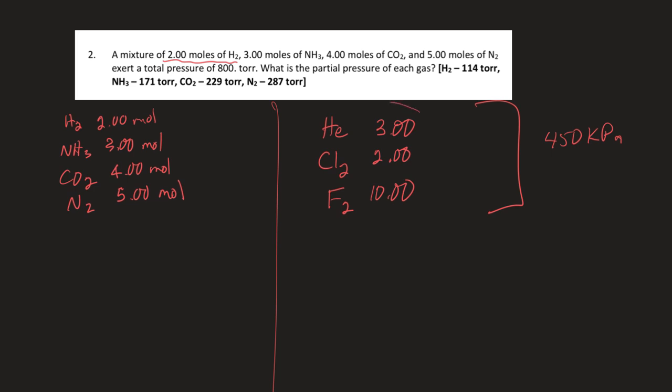When you look at them, here's helium and chlorine and fluorine. They each contribute to this 450, and they contribute in proportion to each other. So out of the total, helium contributes 3. Out of the total, chlorine contributes 2. And out of the total, fluorine contributes 10.